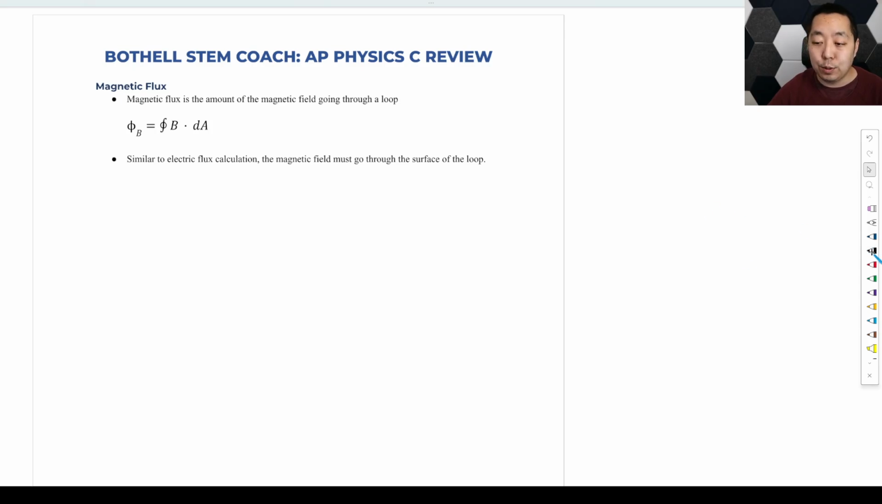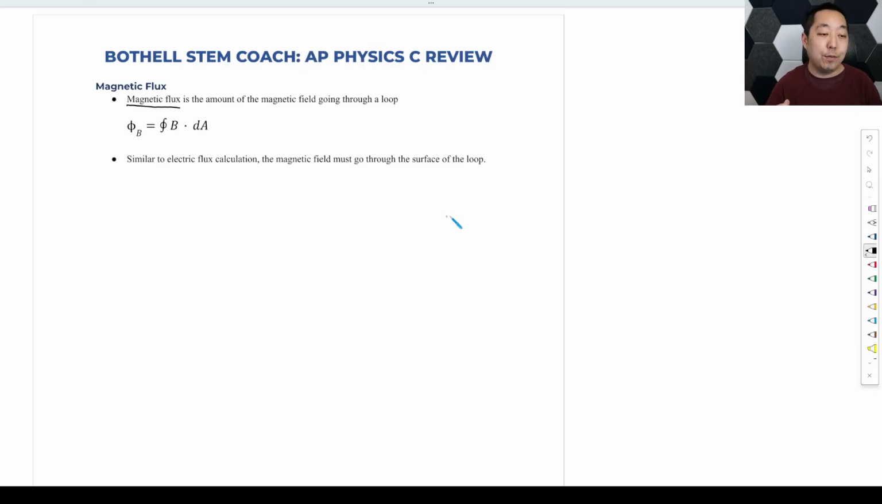All right, the last unit we're going to review is electromagnetic induction, which is probably one of the most challenging ones because it puts together so many pieces of information. So we need to go through a few concepts here. First is, what is the idea of magnetic flux? It's very similar to electric flux when doing Gauss's law. It is literally how much magnetic field is traveling through a loop.